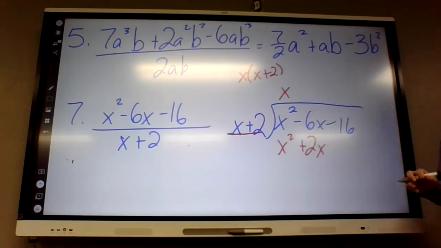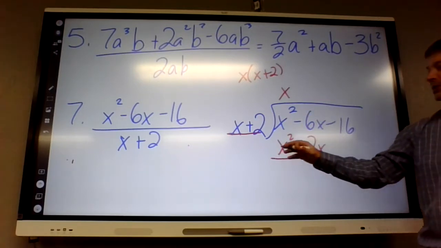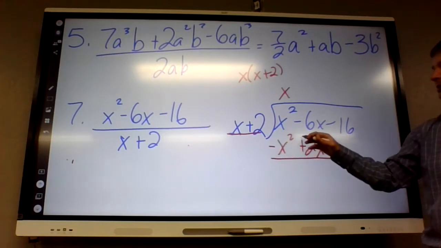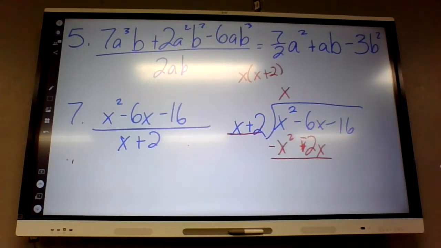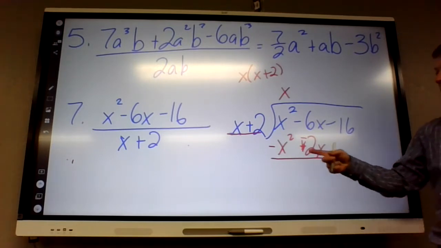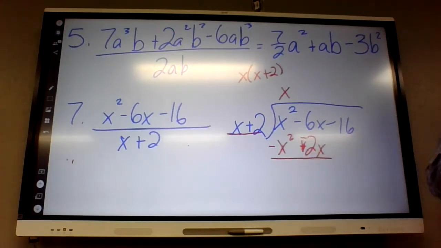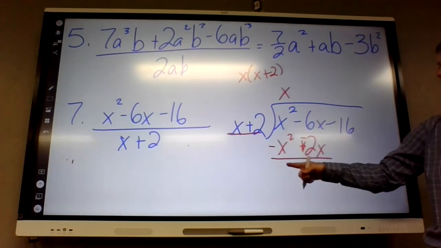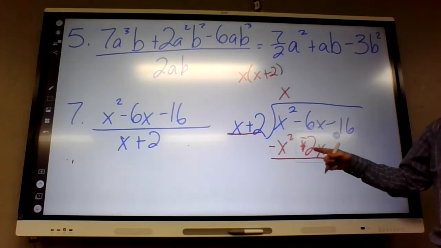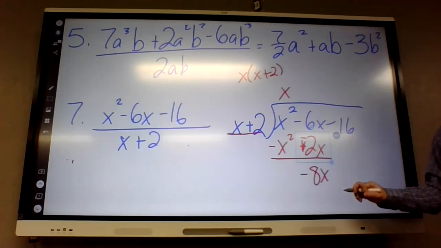Okay, here's where people usually make a mistake. We are subtracting the bottom line from the top. So really, this is a minus and a minus. Because we're actually subtracting the bottom line, not adding. So what's going to happen to x squared? It goes away. If you're doing it right, that'll happen every time. The first term will go away. What's negative 6x minus 2x? Negative 8x.